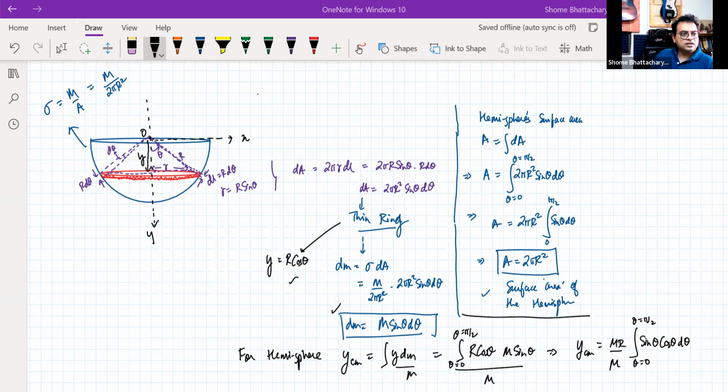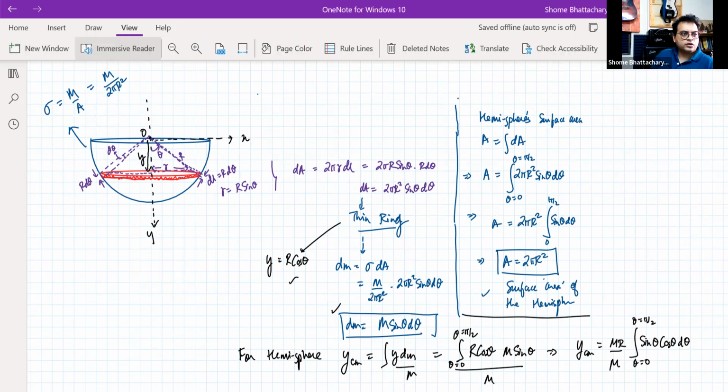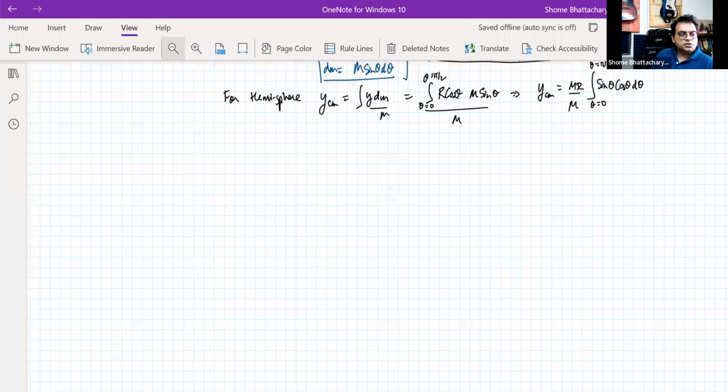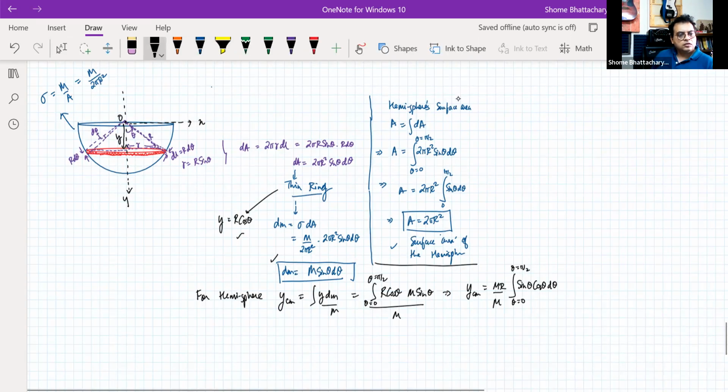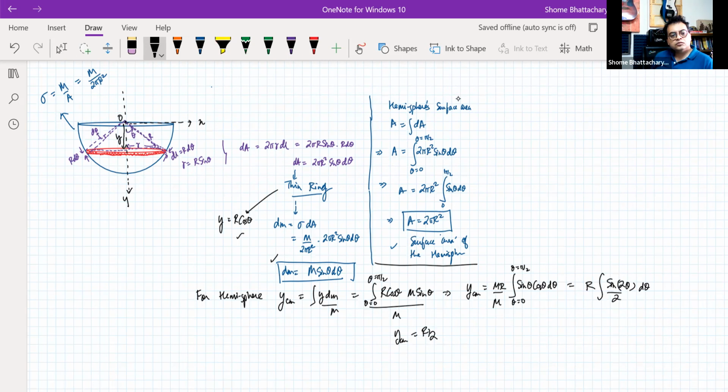Okay, so you should be getting the answer, that's correct, Adinath, r by 2. Anybody else? On the y-axis, it's at r by 2. So the coordinates are as you have written them. We get the y coordinate of center of mass as r by 2, because when you do this integration, it is basically the integration of sine 2 theta by 2 from 0 to pi by 2.